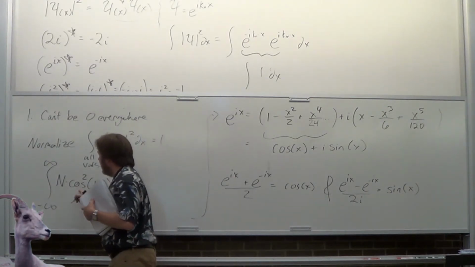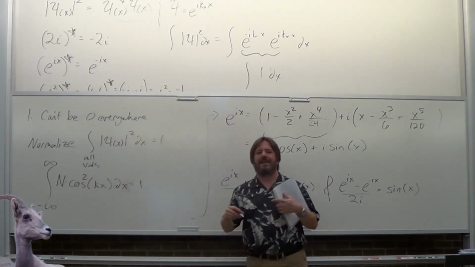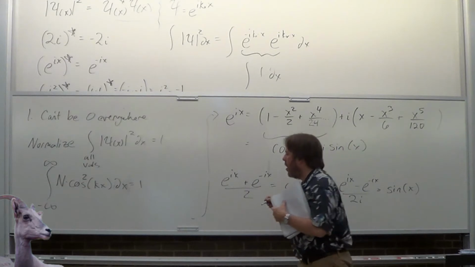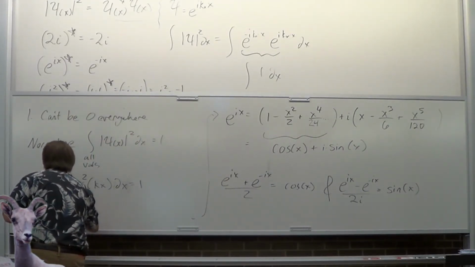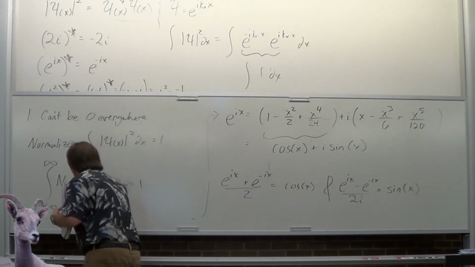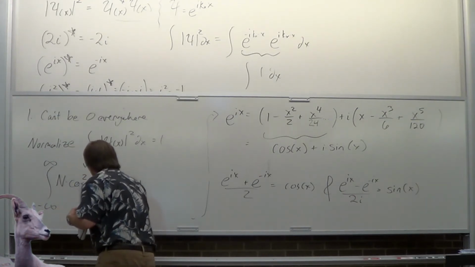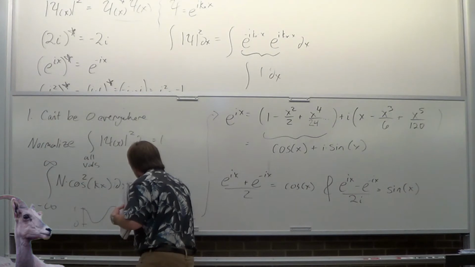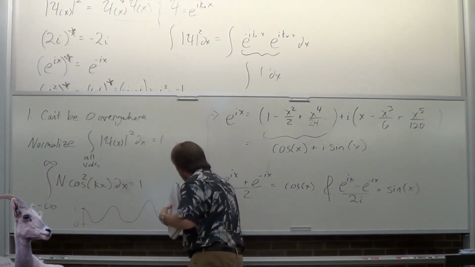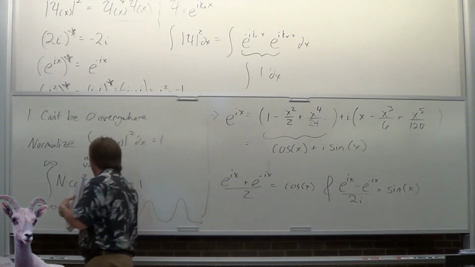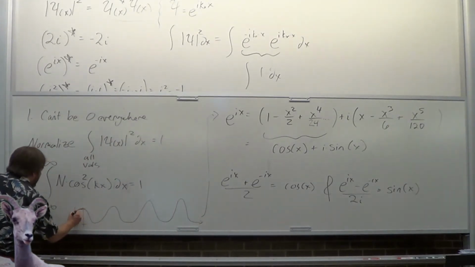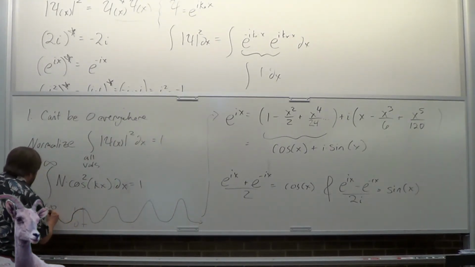Okay, with that said, what do you think the normalization constant is? Recall the integral of cosine squared. Remember that cosine squared looks like this. Right? It's never zero, and it goes on forever. So what is the normalization? So what's the area under this curve that I just drew?